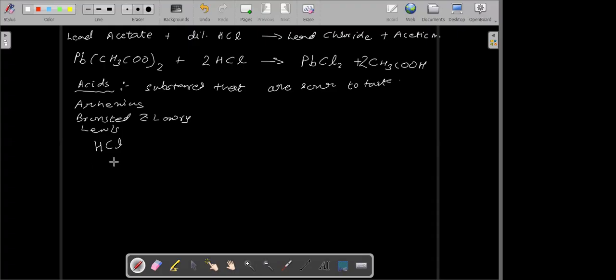Remember, if we take any of these substances, like HCl, H2SO4, HNO3, H2CO3, CH3COOH, all these substances give H plus ions in their solutions. So for HCl, if you add water, you'll get H plus ions over here.